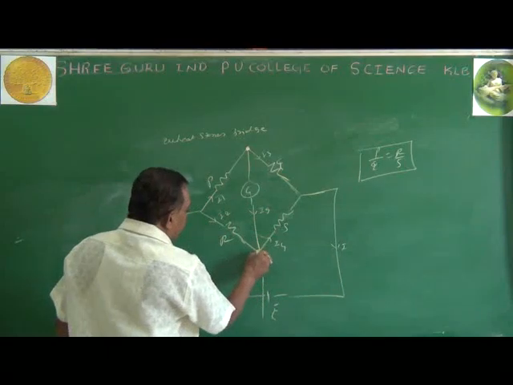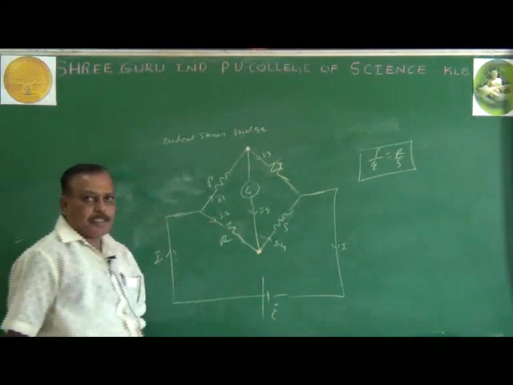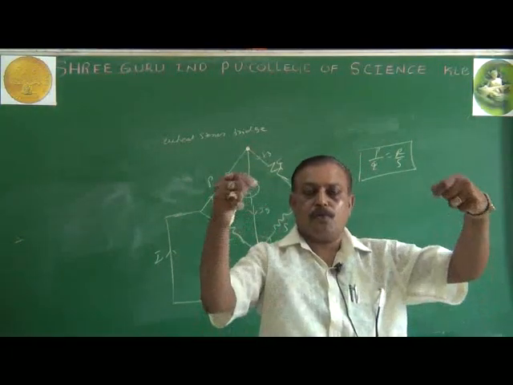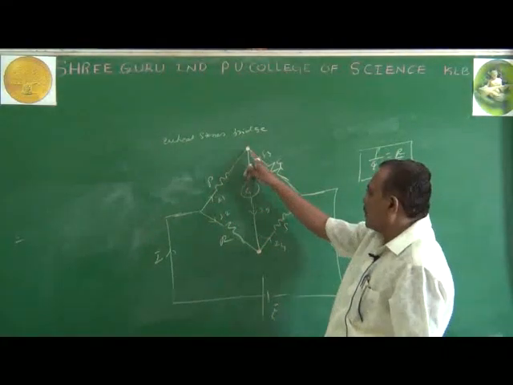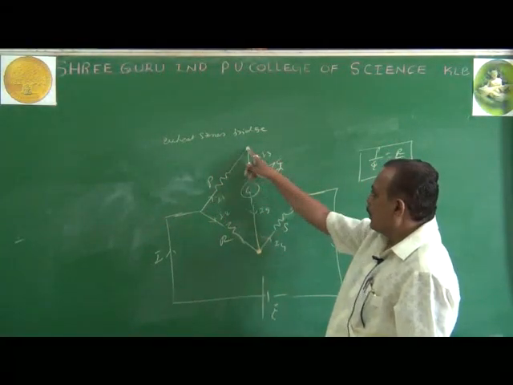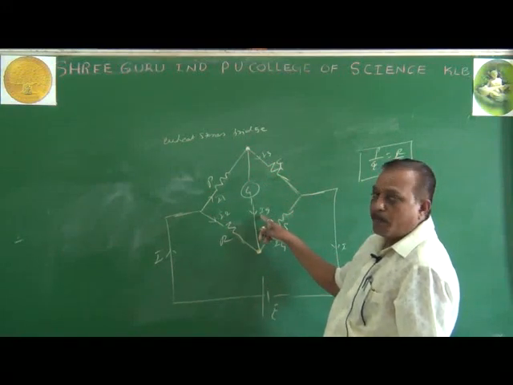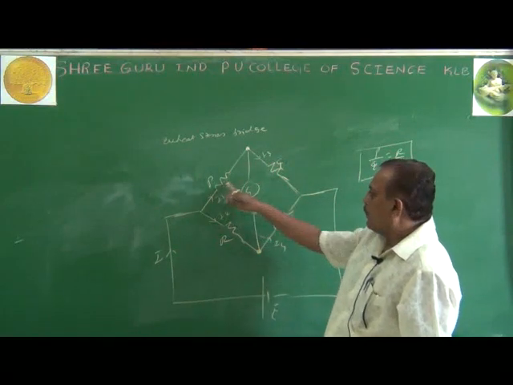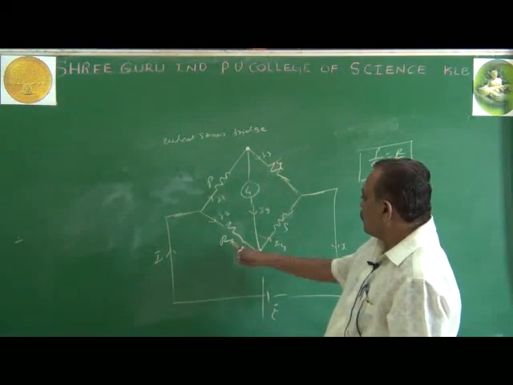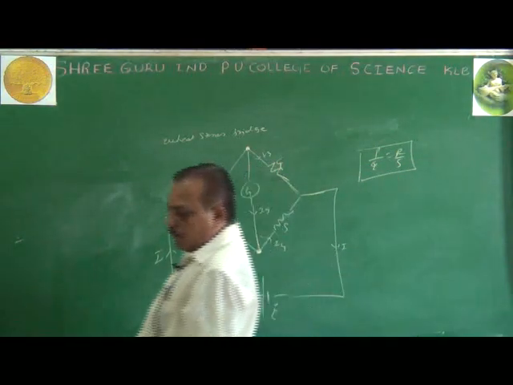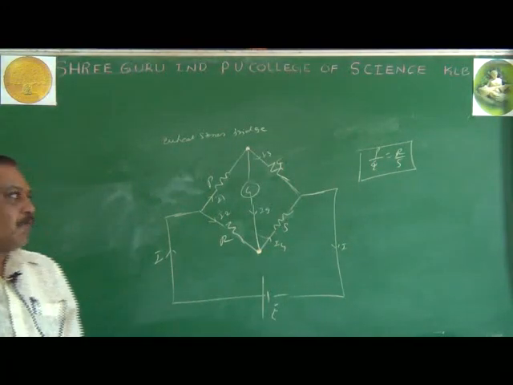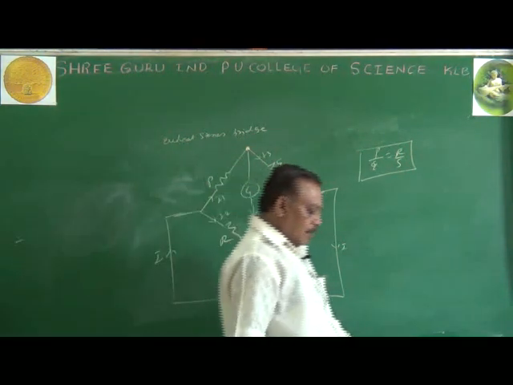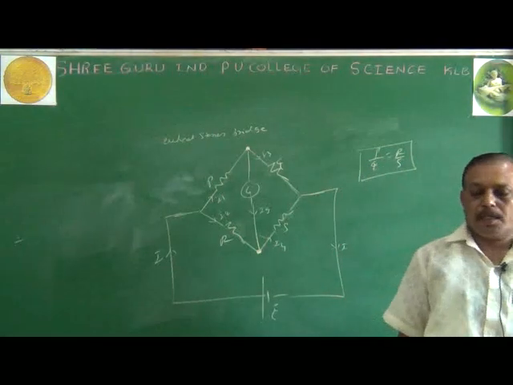Between these points the potential difference remains the same. Wherever the potential difference exists, only then does the flow of current take place. If the potential difference remains the same, there will be no flow of current. When the network is balanced, the points where the galvanometer is connected are at the same potential. Hence the current through the galvanometer is 0. Then the ratios of arm resistances are equal, P by Q equals R by S. This is the balancing condition of the Wheatstone network. What is the main point? When the network is balanced, the current through the galvanometer is 0.